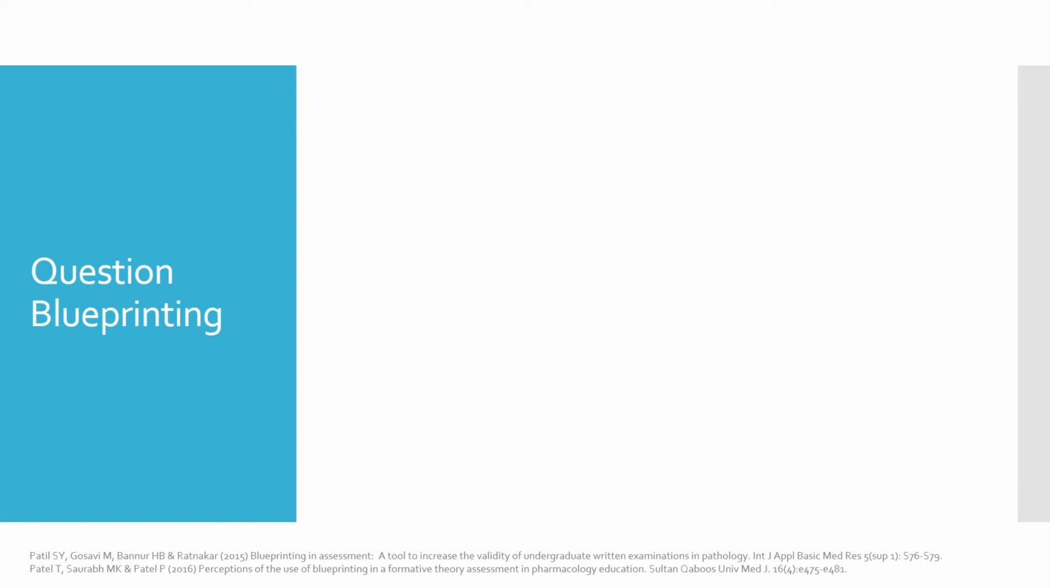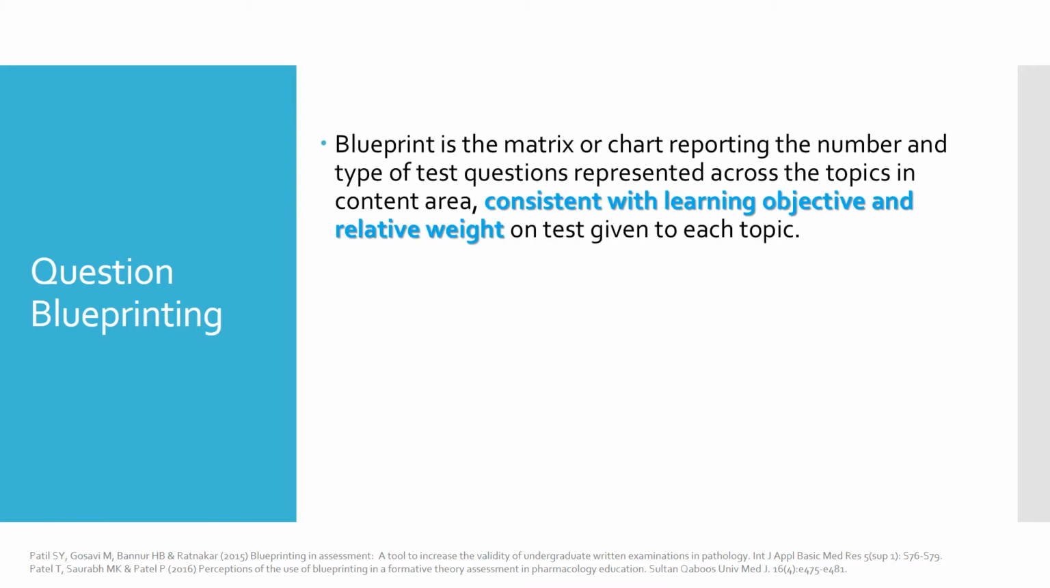So a way of constructively aligning our exams is to do something called question blueprinting. Blueprinting is where we make a matrix or a chart that reports the number and type of questions that we're going to have for each topic in our test, and it's going to be consistent with the learning objectives of your course and also the relative weight that you have given to those topics in your course. So the more times you mention something, or the more of your curriculum dedicated to something, the more questions you should have on that in your test.